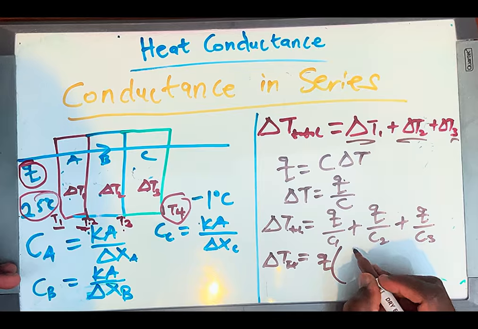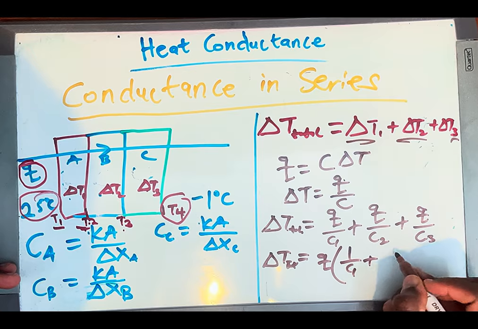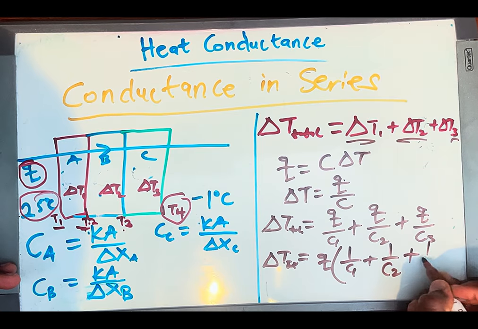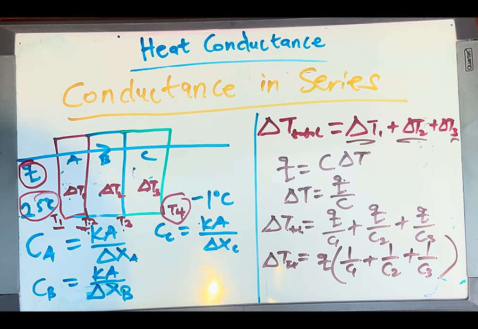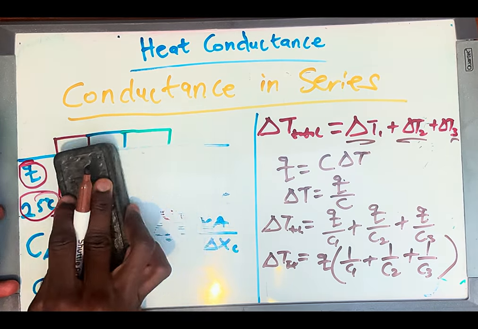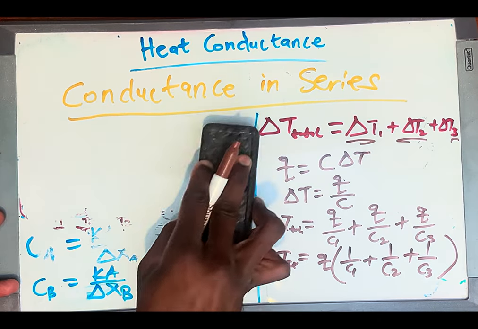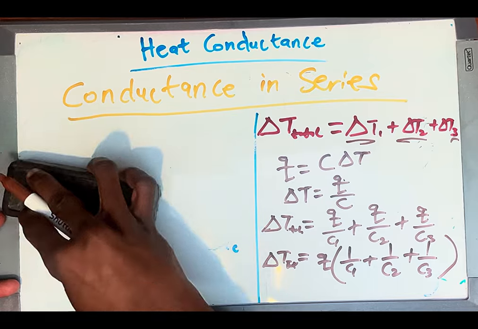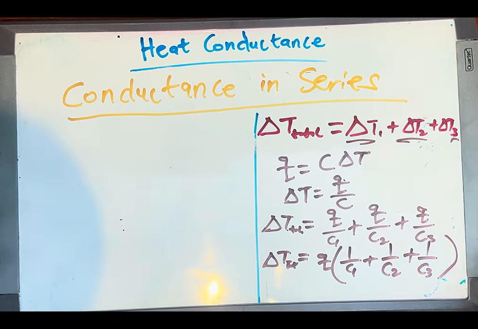So Q can come out, and then we have 1 over C1 plus 1 over C2 plus 1 over C3. This is how everything will be. But we know that 1 over C, the inverse of conductance, gives us resistance. As I said earlier, anytime you take the inverse of conductance, it gives you resistance.